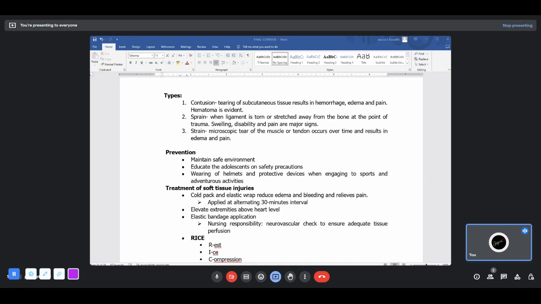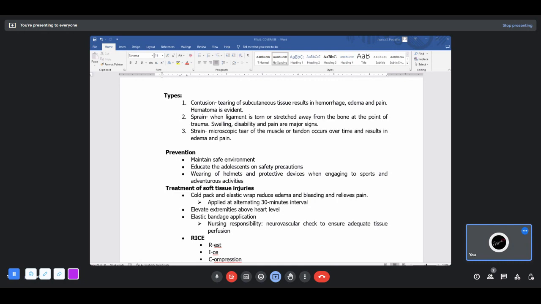For the nursing responsibility for elastic bandage application, do a neurovascular check to ensure adequate tissue perfusion. So, for example, sa may paa niya na bandage yan, i-assess mo yung part na pinakamalayo, kasi titignan mo kung good pa ba yung circulation doon sa malayo na extremity niya na affected. Tignan mo kung baka mamaya nangingitim na pala kasi sobrang higpit ng pagkalagay mo ng elastic bandage.